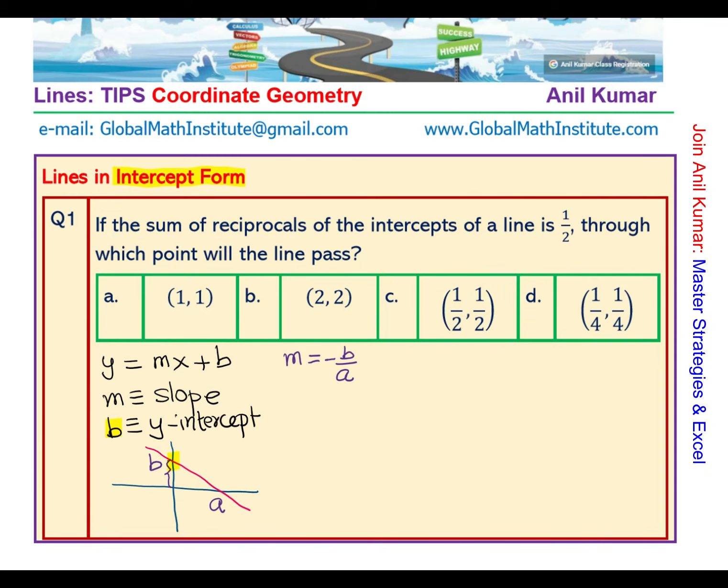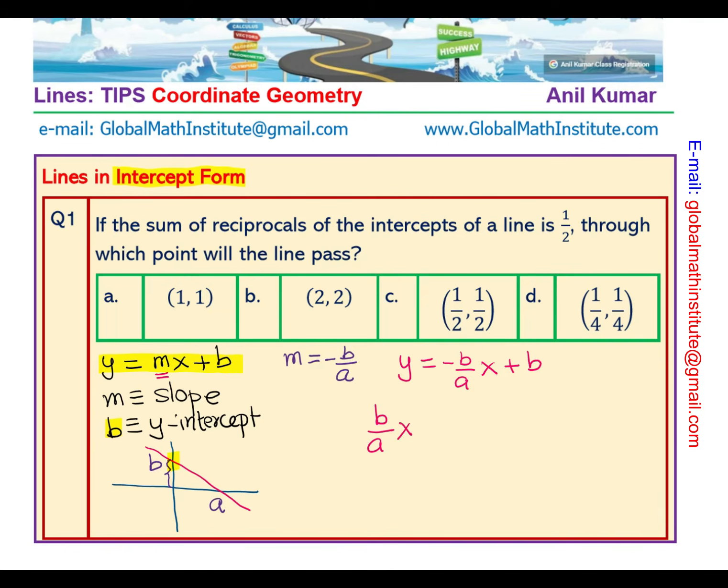So in the equation y equals mx plus b, if I substitute m equals minus b by a, what do I get? Well, I get y equals, instead of m, I'm writing minus b by a, and I have x plus b, correct? So we get an equation where we have a and b as x and y intercepts respectively. You get the point. Now, let's bring the x terms to the left side, so we get b over a x plus y equals b.